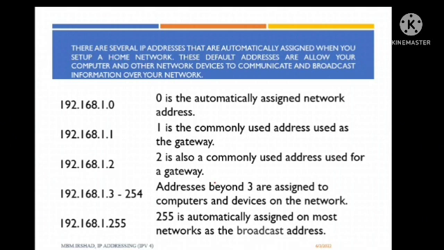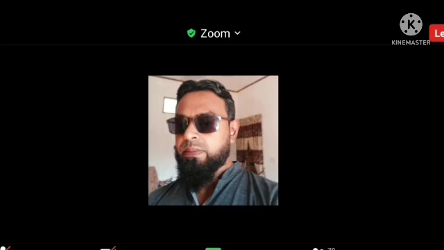So the numbers that you see on the screen, like 192.168.1.0. So when you say where is the pen? The zero is automatically assigned for the network address. Automatically assigned for the network address. I explained, I don't know, I explained most probably.